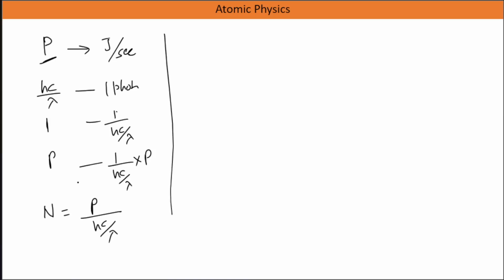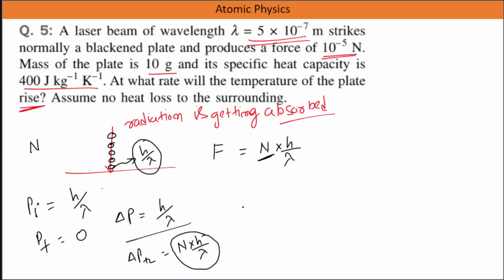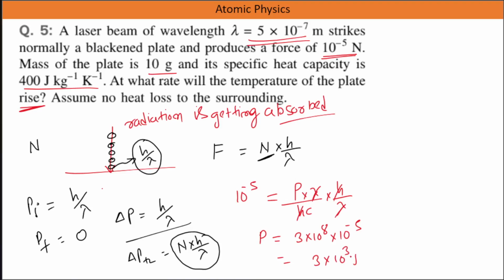Now let us put it there and try to get the answer. Here the force is given as 10 to the power minus 5 Newton. So the value of force is P by hc by lambda into h by lambda. See, h by lambda cancels, so this is P by c basically. So P is equal to F into c, that is 3 into 10 to the power 8 into 10 to the power minus 5. That will give you 3 into 10 to the power 3 joule per second. This is the amount of energy that this surface is receiving.